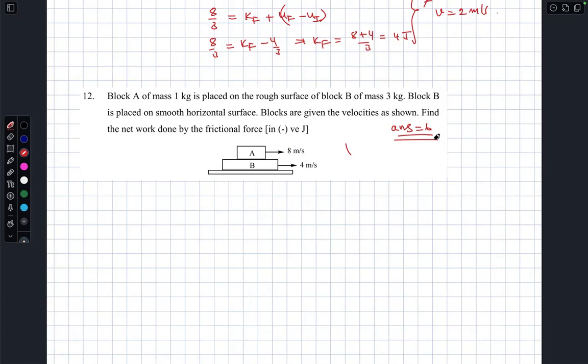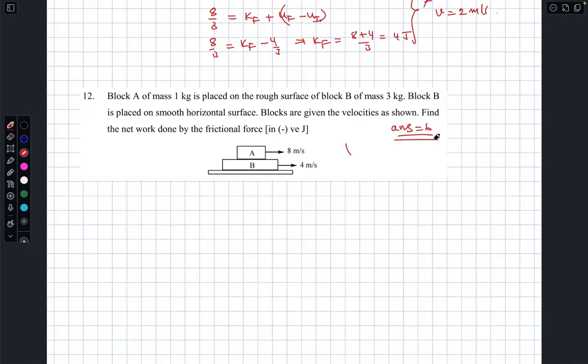Any force like static friction, does it do work? No, it doesn't, because there is no relative slipping. If it is kinetic friction, there is slipping. Start working on that point of view.